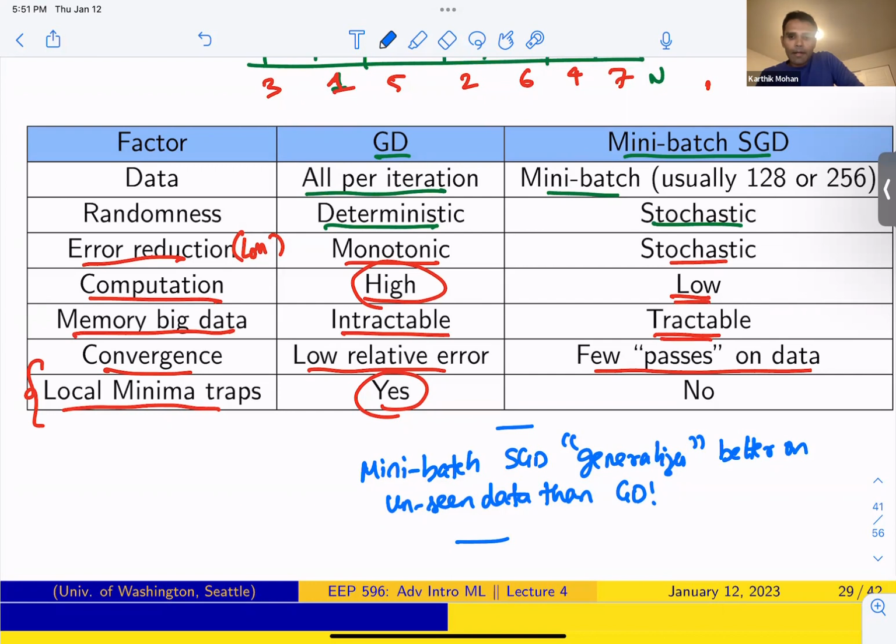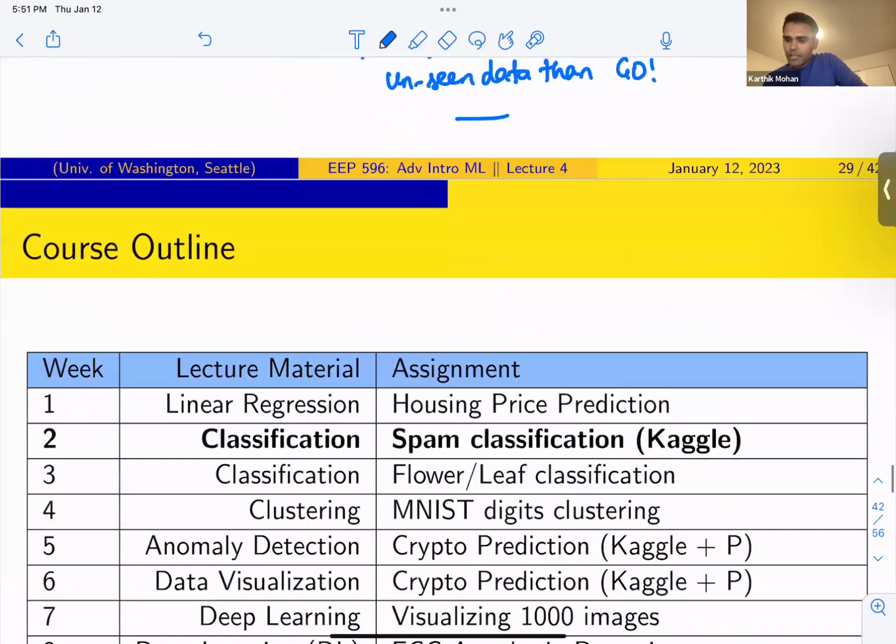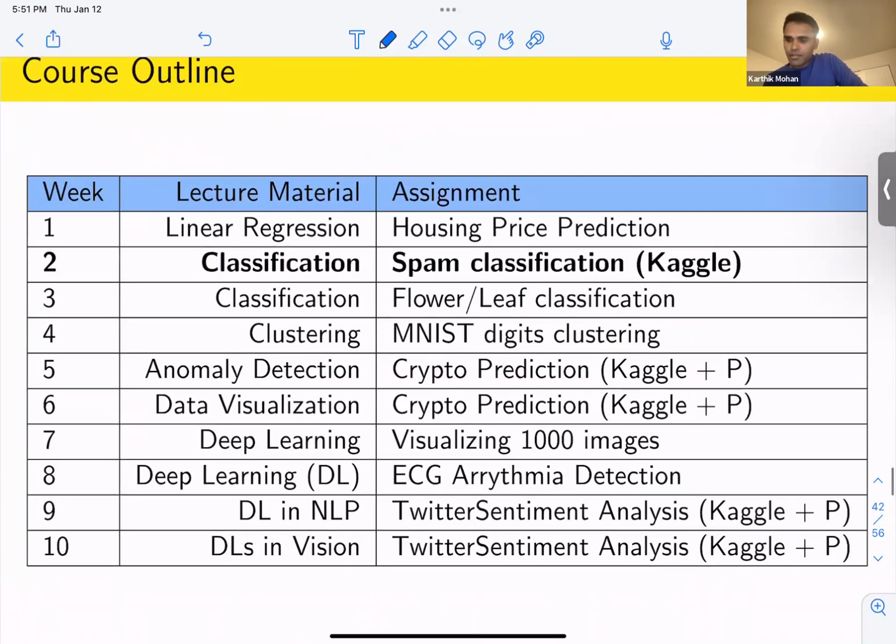Okay. The next topic is spam classification. So we'll be going into classification. We're moving from linear regression to classification. So we'll start on that in the next lecture.